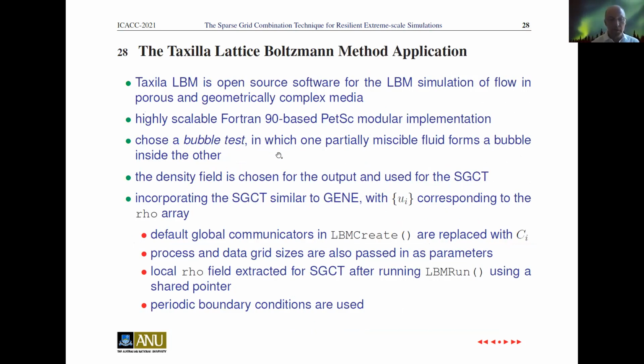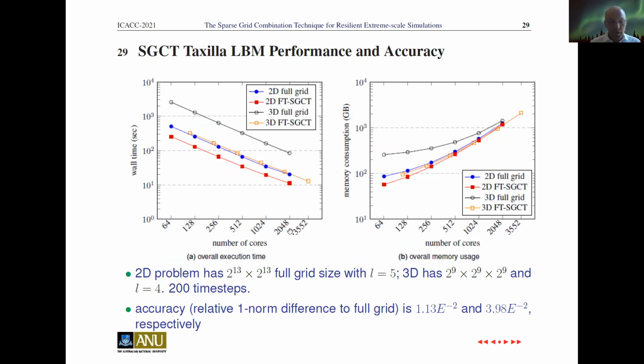Okay, so Lattice Boltzmann is an open source, highly widely used code as well. And we use a bubble test where we have some miscible fluid forming a bubble inside the other. Now, we had a small number of changes to the actual test program itself, but nothing very significant. And we see a similar kind of improvement over the full grids here. We're doing significantly less work on the sparse grid, and we're getting the increase in performance there.